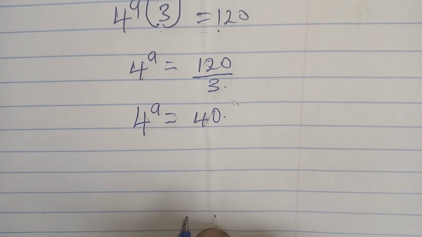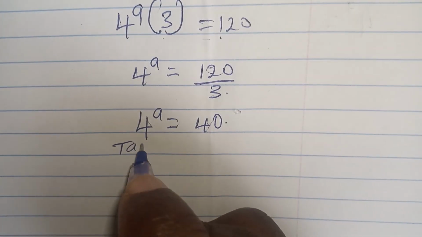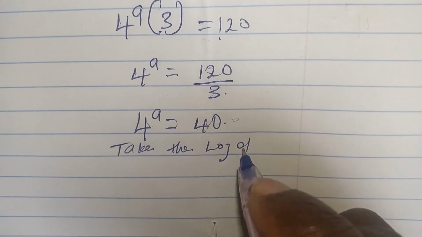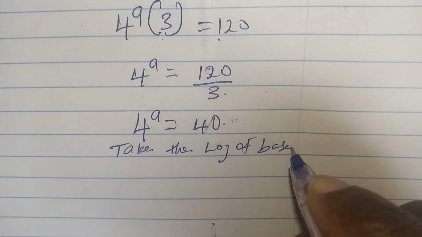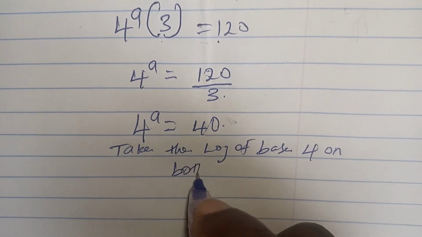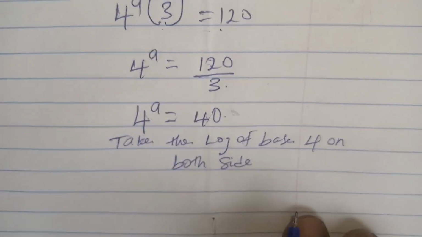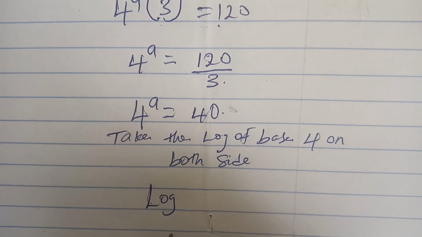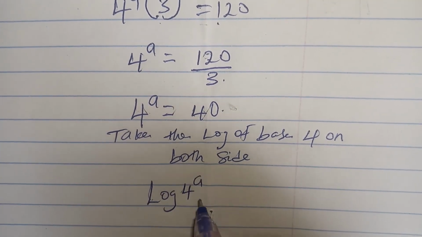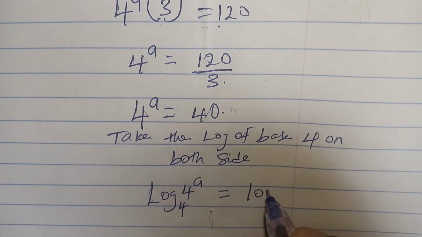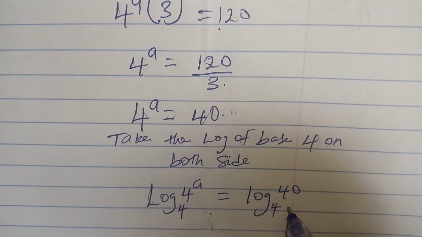So this is what we are now having. The next thing we are going to do is to take the log of base 4 on both sides. If we do that, we have log of 4 to the power of a to base 4 equals log 40 to base 4.